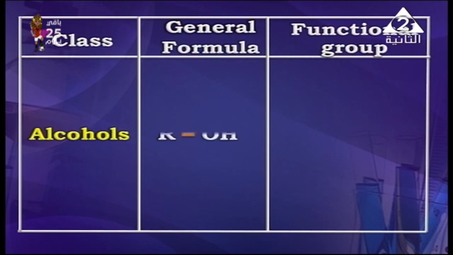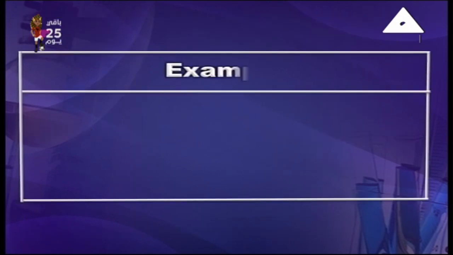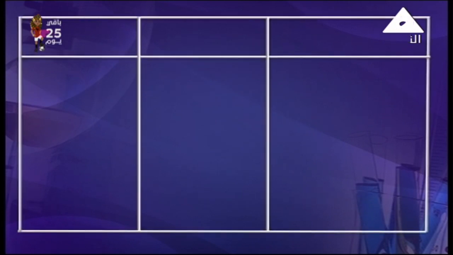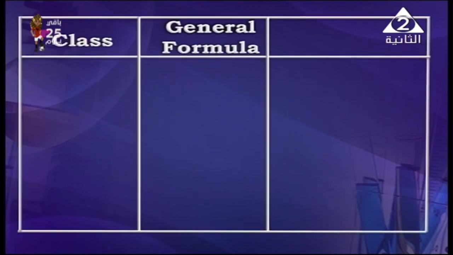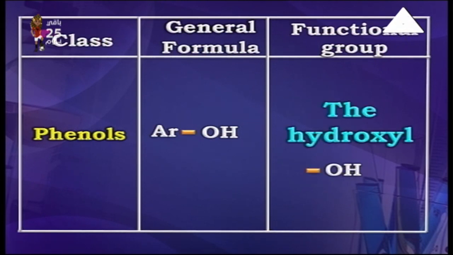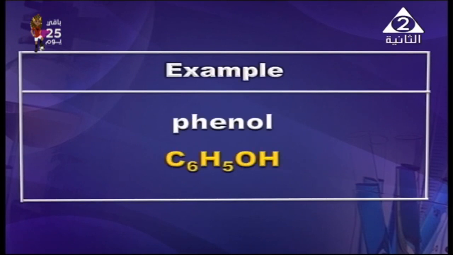Alcohols have general formula ROH and functional group hydroxyl group, and an example for it is methyl alcohol, CH3OH. The second class we are going to discuss is phenols, which have general formula ArOH and functional group also hydroxyl group. For example, phenol, C6H5OH molecular formula.